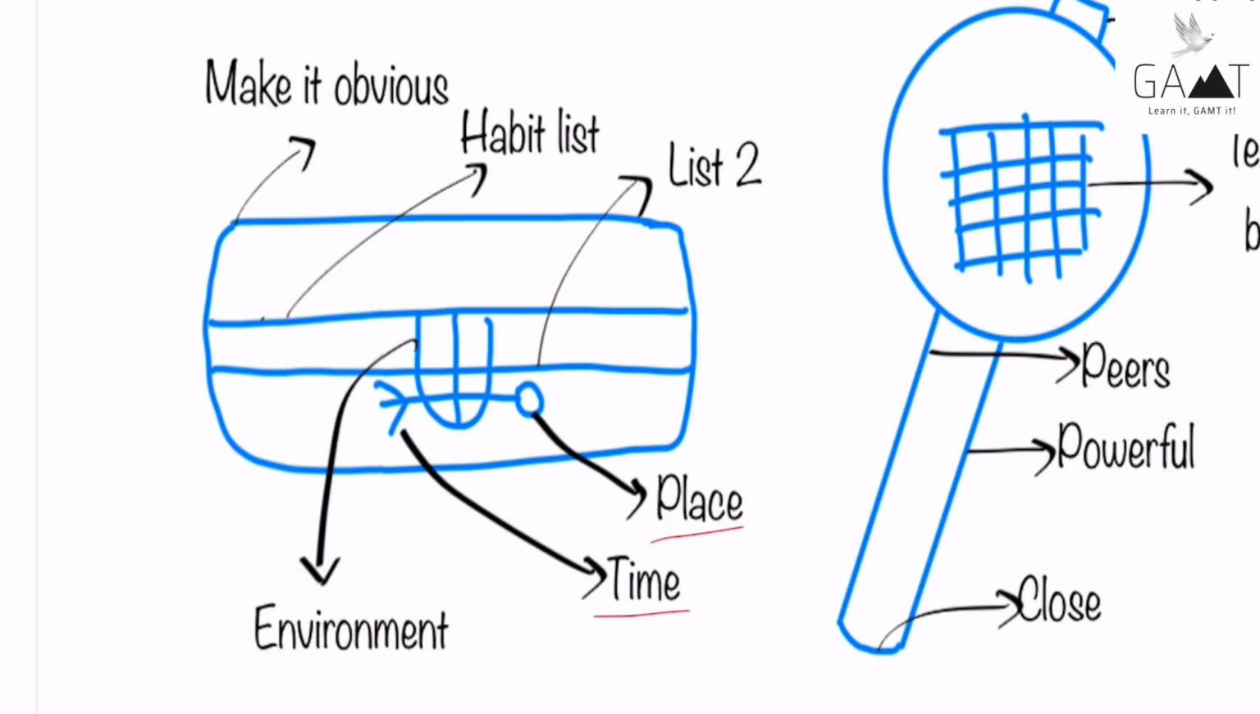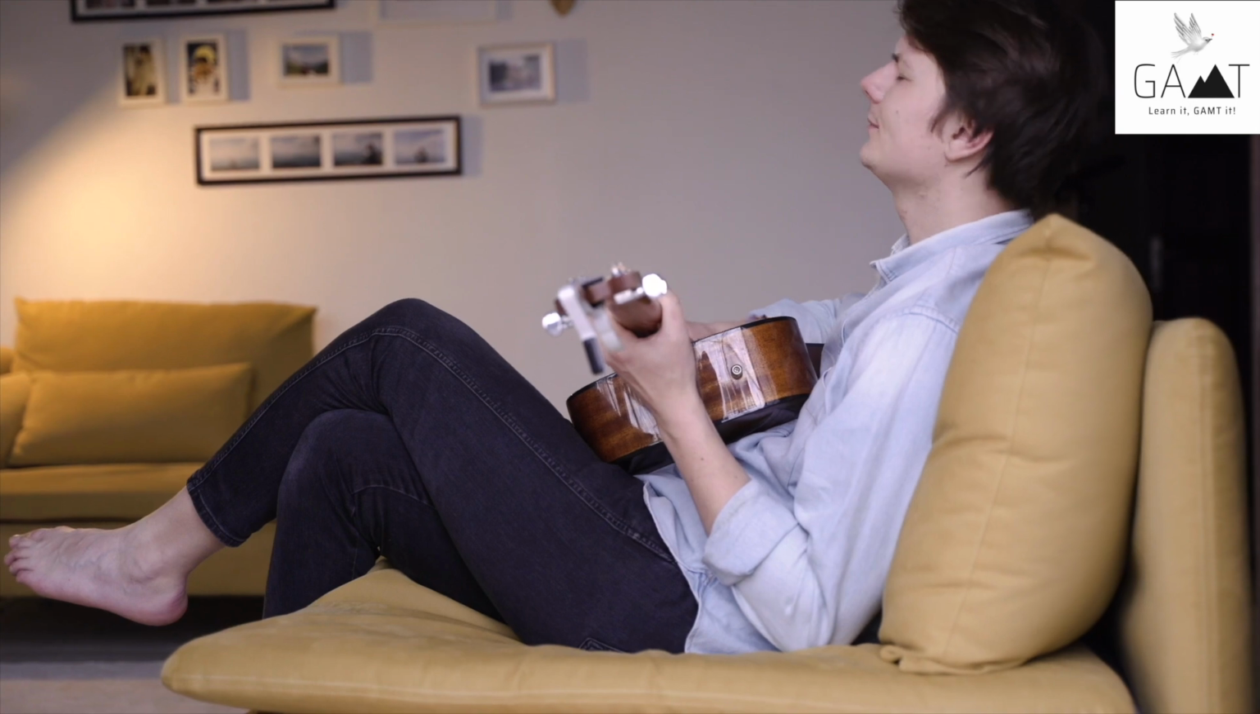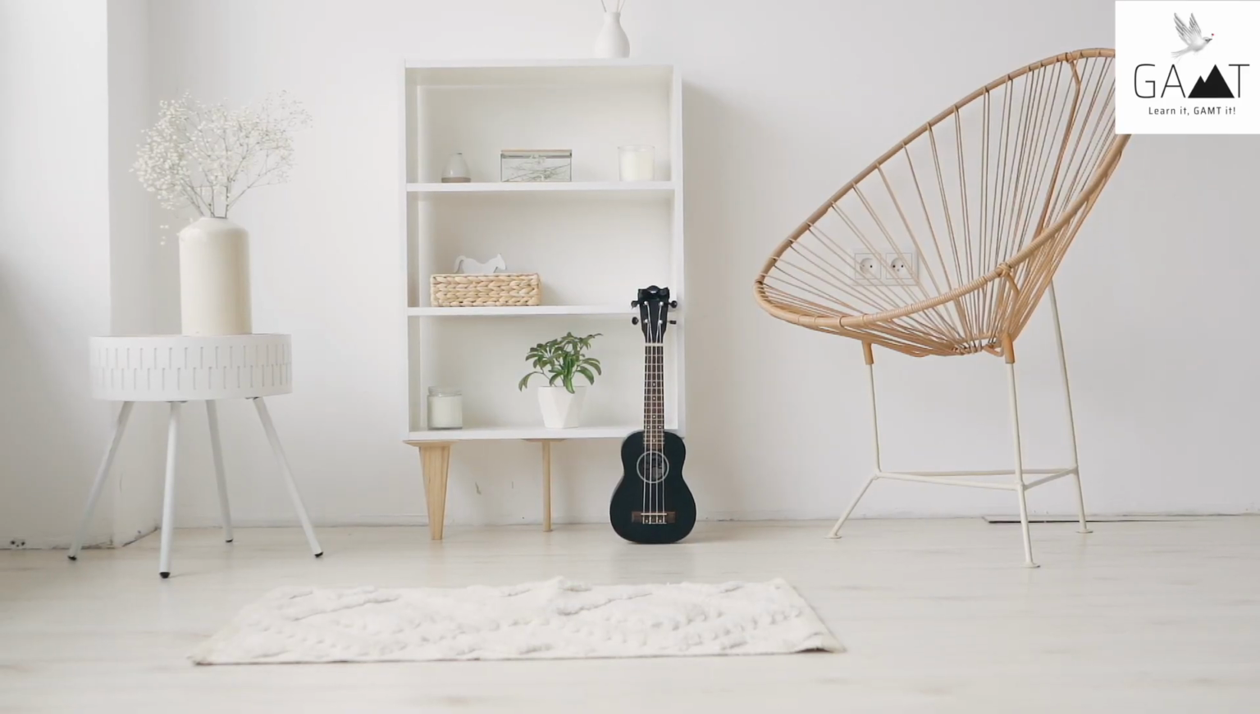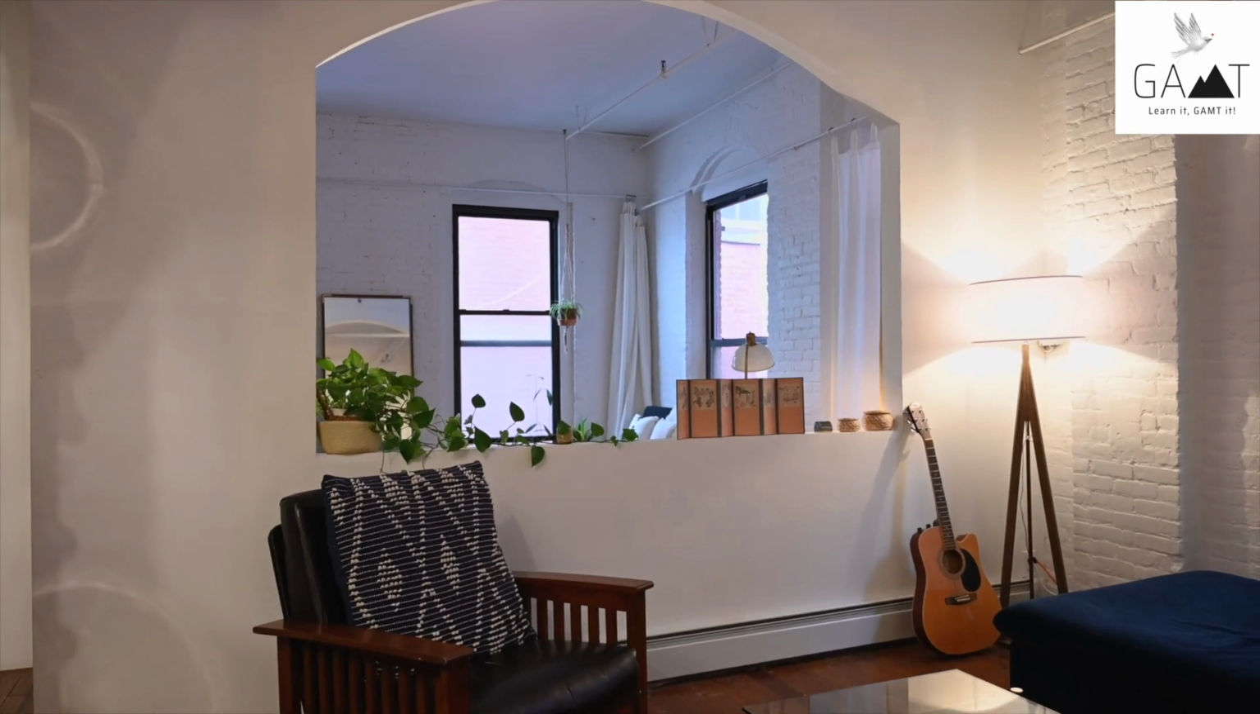The last thing that you want to remember in the cue is the environment. So you should set the environment in such a way that the cues are very obvious. For example, if you want to practice playing guitar every day, don't keep the guitar in the storage room, but keep it in the living room or near the sofa where you can actually see it all the time.